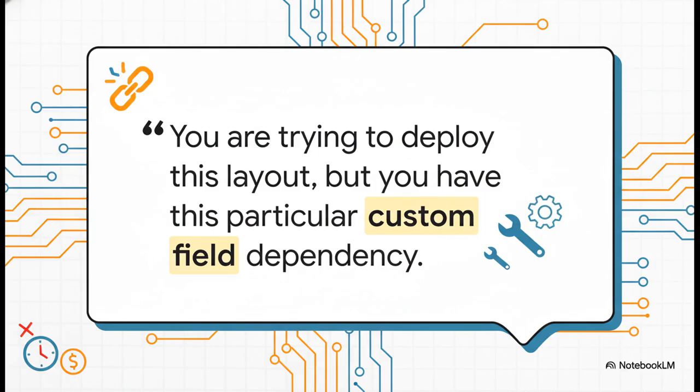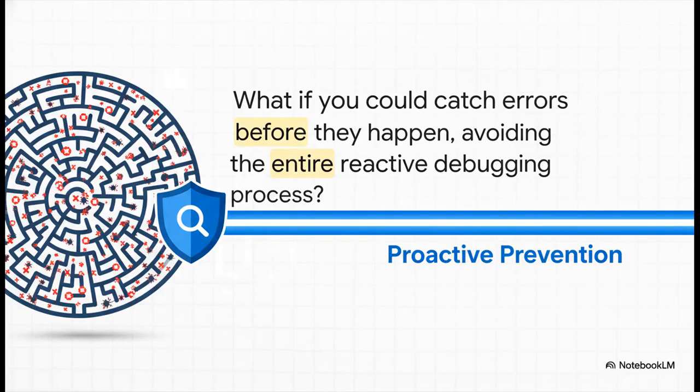And you usually get hit with some cryptic Salesforce error like this one, right? Hey, you're trying to deploy this layout, but you forgot this one little custom field dependency. It's such a simple mistake, but that one little oversight can literally cost you hours of productivity. So this is the big question, isn't it? What if you could just sidestep that whole reactive debugging mess entirely? I mean, what if you could catch that error before it even has a chance to become a problem?